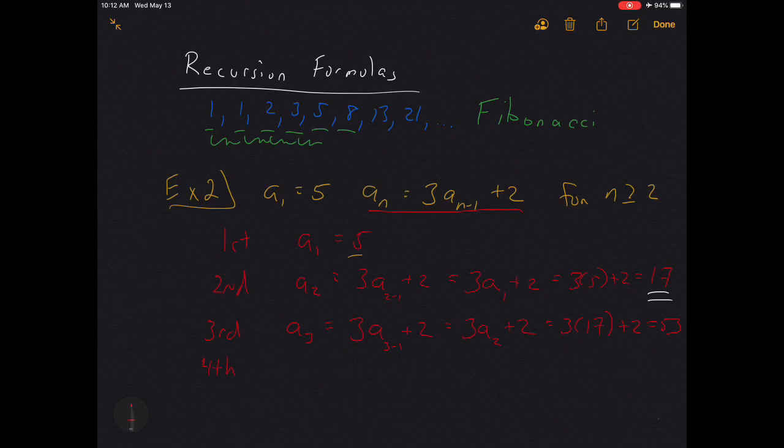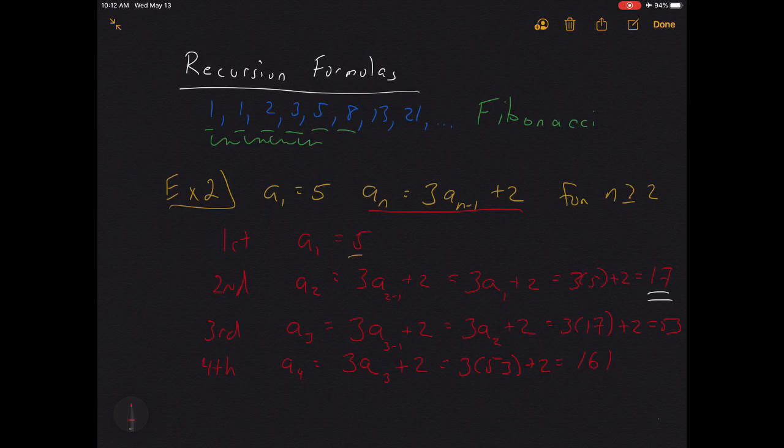Let's do one more. We'll do a sub 4, which is 3 times a sub 3, if I plug 4 into the n. As you can see, that a sub 3 is the previous answer. A sub 3 is 53. So we're going to do 3 times 53 plus 2. And 3 times 53 is 159, so plus 2 more is 161. So that gives us the first 4 terms of the recursion formula. We have found the first 4 terms.